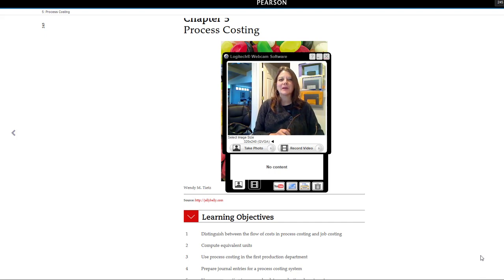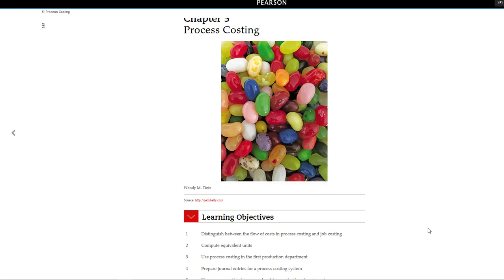Hi students, for chapter 5, we're going to go through a problem related to learning objective number 3. So let's take a look at the learning objective. Again, we'll look at some details and then we'll look at a problem related to this. So for chapter 5, process costing, learning objective 3 is to use process costing in the first production department.